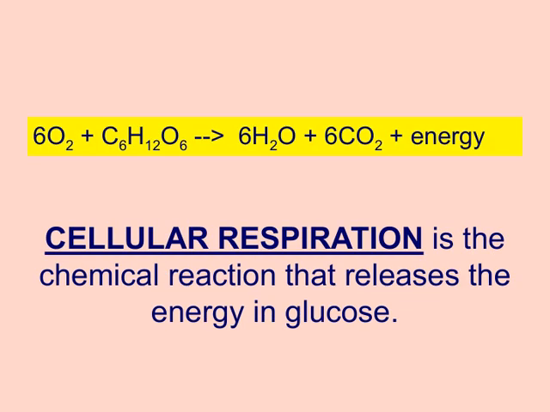Cellular respiration is the process by which our cells convert the energy stored in glucose into a usable form. It's essentially how our bodies get the energy needed to power everything we do. The chemical reaction involves oxygen and glucose reacting to produce water, carbon dioxide, and energy. Specifically, 6 molecules of oxygen react with 1 molecule of glucose, resulting in 6 molecules of water, 6 molecules of carbon dioxide, and a release of energy. This energy is then used for various cellular functions.